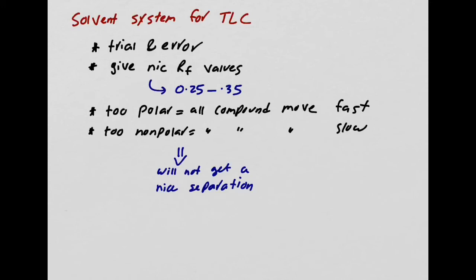So then how would you do this? It's basically trial and error. You're going to use a solvent. If everything moves up too fast, that means it's too polar, so let's make the solvent more non-polar. If you use a solvent where nothing is really moving, that means it's too non-polar. Let's make it more polar.